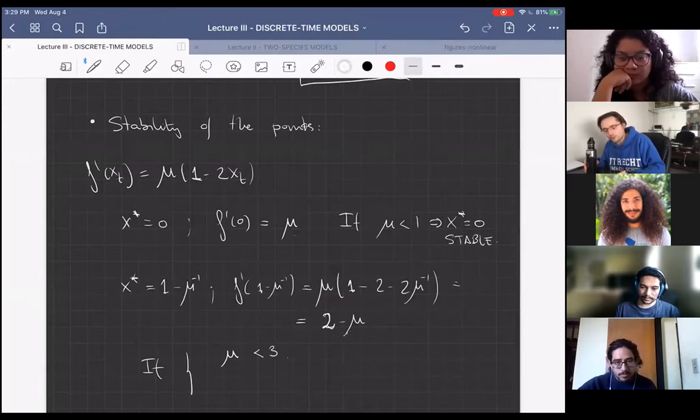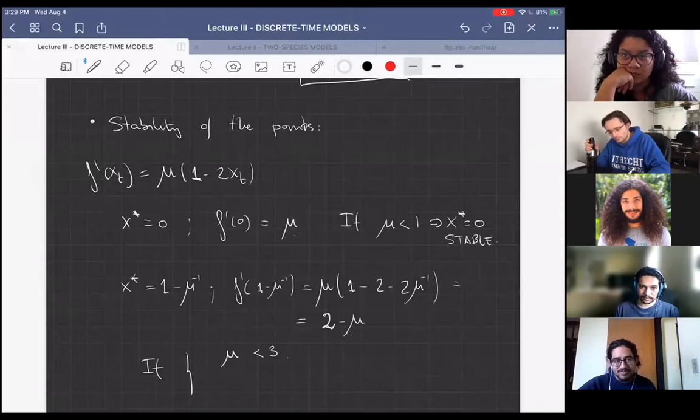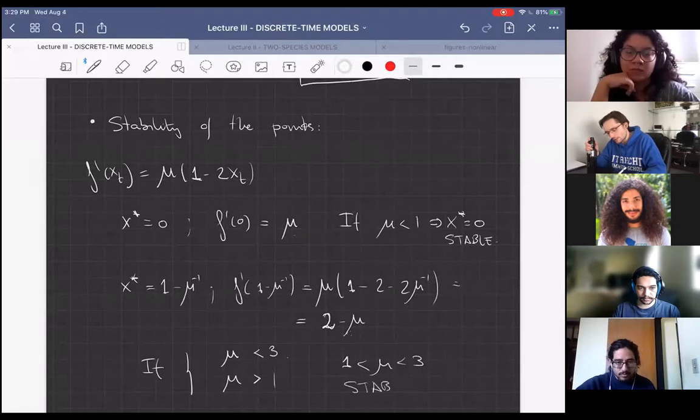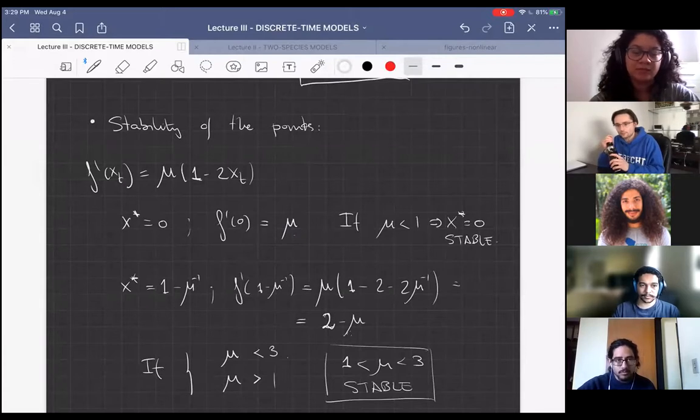Basically, if mu is equal to 3, this is equal to minus 1. So if mu is larger than 3, then this is smaller than minus 1, and then the point is unstable. Everyone agrees with me? And if mu is larger than 1, this here is smaller than 1 as well. So basically, if mu is smaller than 3 and larger than 1, the fixed point is stable. Everyone agrees with me with that? Okay.